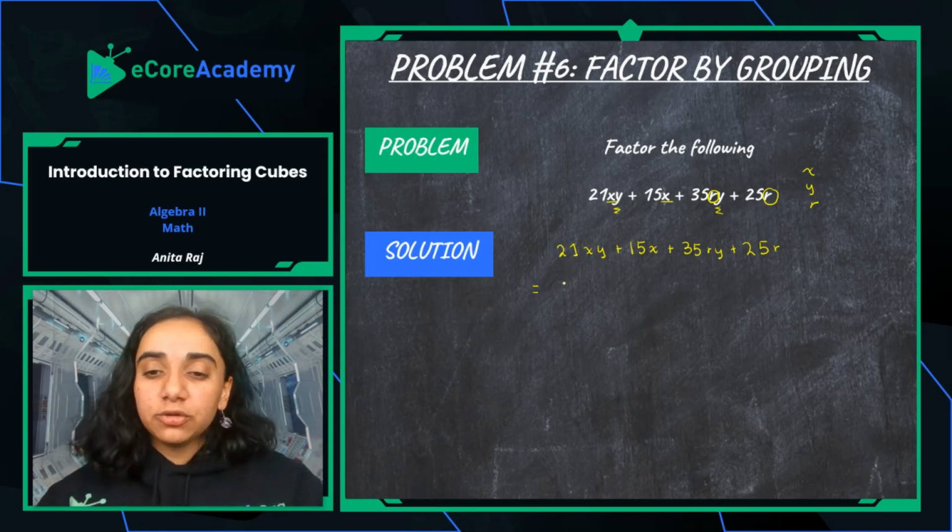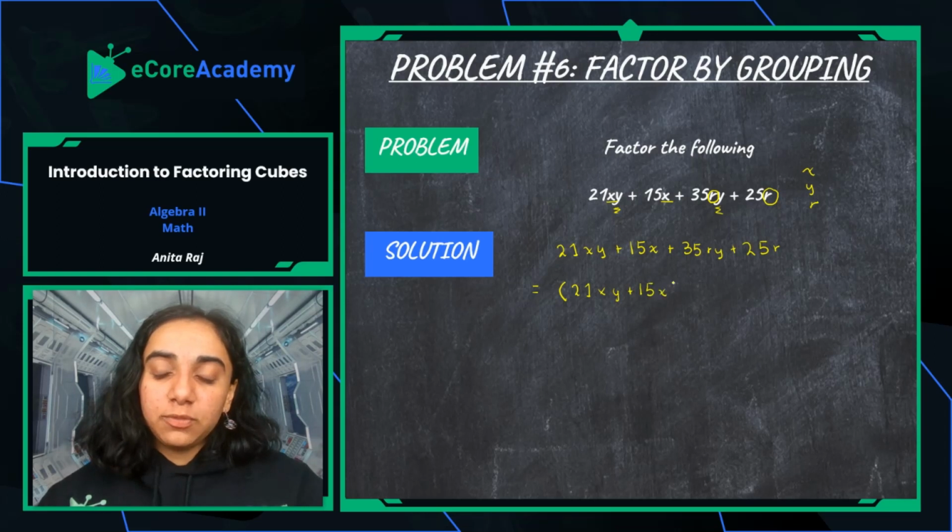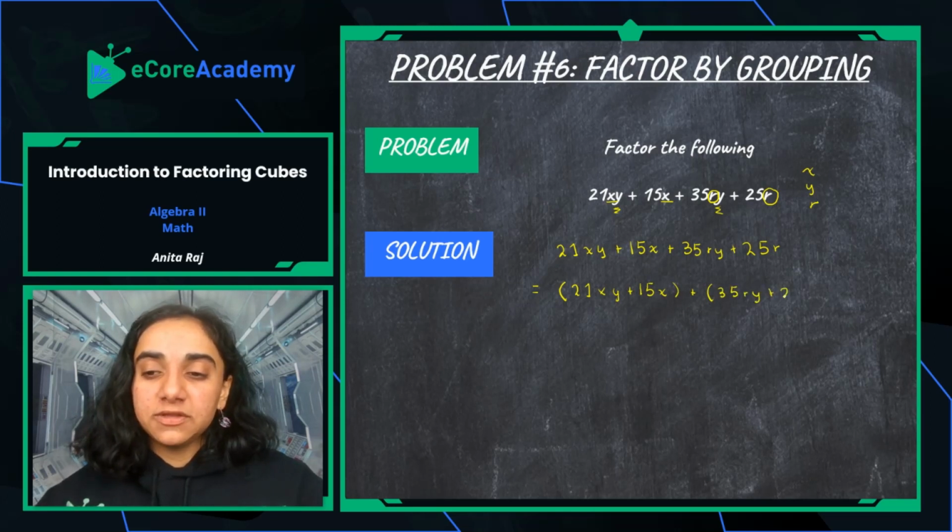We're working with 3 completely different variables, so I need to be smart about the way I group them. So the way I'm going to group them is I'm going to put the terms with x's in one set of parentheses. So I'm going to put 21xy plus 15x together in one set of parentheses, and then we're going to put the other two with r terms together in the other set of parentheses. The y doesn't really pose a problem because it's present in both sets of parentheses, so I wouldn't worry about it. Plus 25r.